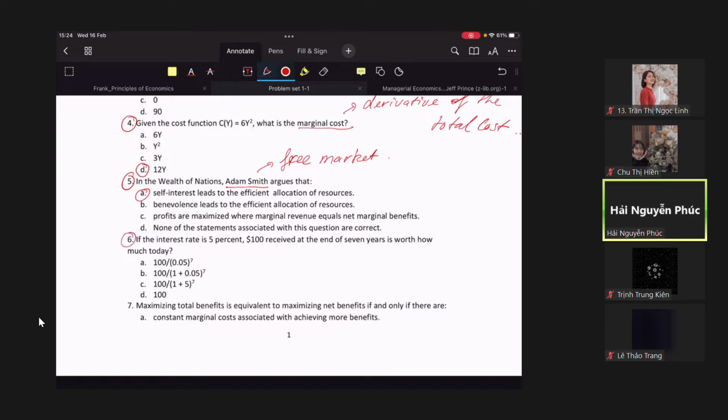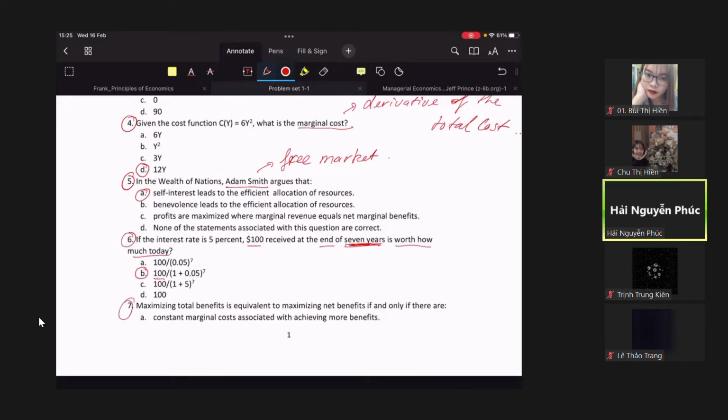This is question number 6. If the interest rate is 5%, 100 received at the end of 7 years is worth how much today? B. B, that's correct, right? You take 100 divided by 1 plus 0.05 to the power of 7. All right, that's correct, because we have 7 years.